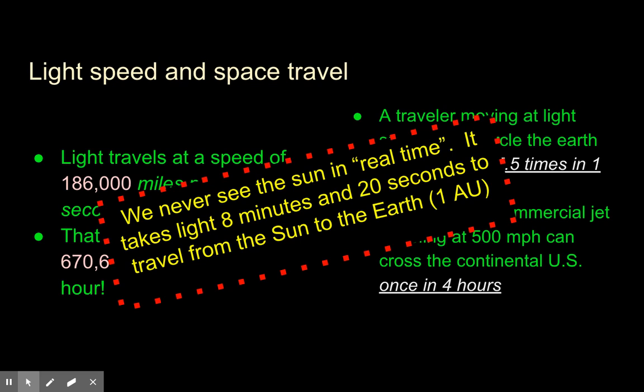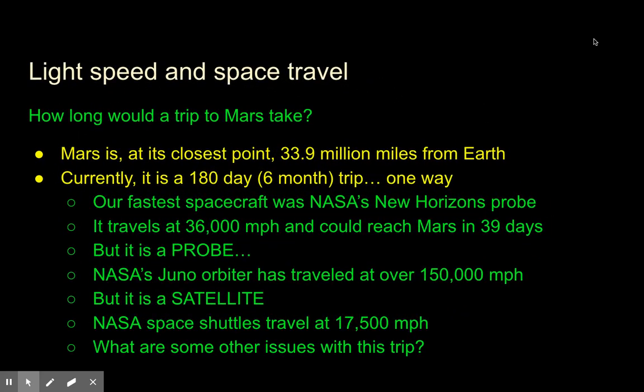All right. So I'm just trying to give you an idea here of how large these distances are in space. Light travels fast, 186,000 miles per second, and it still takes 8.5 minutes to get from the sun to the earth. So when we talk about light speed and space travel, what exactly are we talking about here? Well, how long would a trip to Mars take?